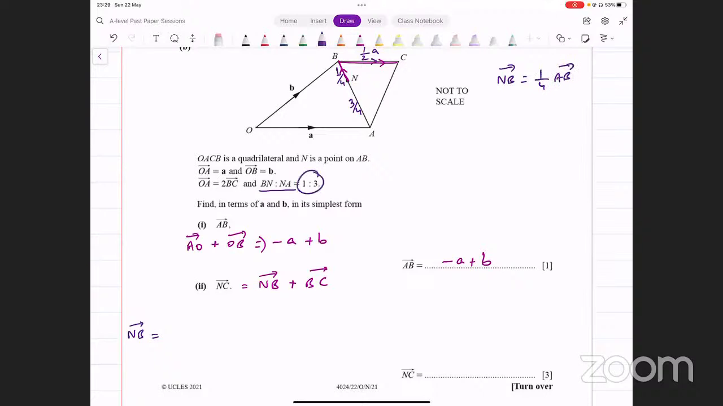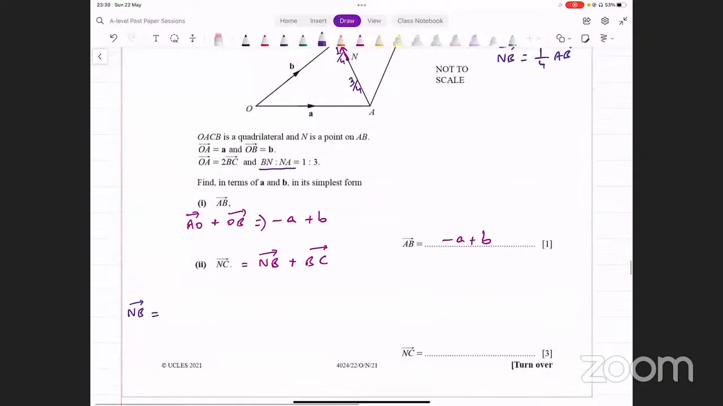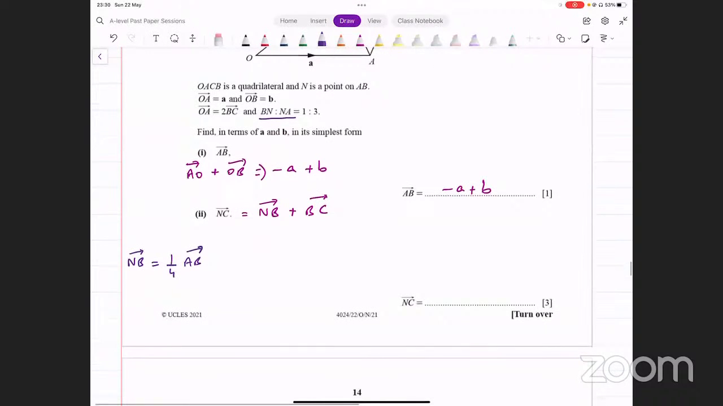राइट, उसने रेशियो दी थी ना 1:3. तो टोटल कितना है 4. 4 में से 1 पार्ट BN वाला पार्ट है और 3 पार्ट्स आपके नीचे वाला पार्ट है. तो NB आपके पास वेक्टर क्या बन जाएगा? It's going to be 1/4 of the vector AB, उसने फर्स्ट पार्ट में आपसे निकलवा लिया, इसलिए वो क्या था?